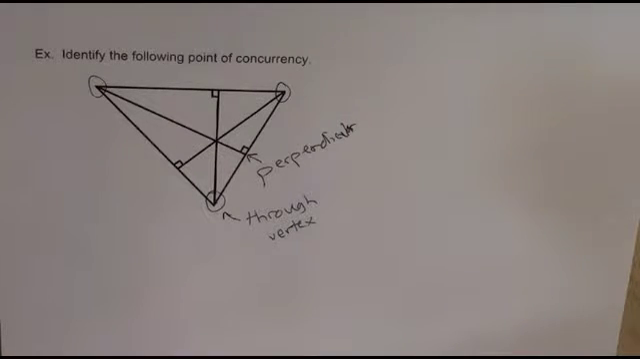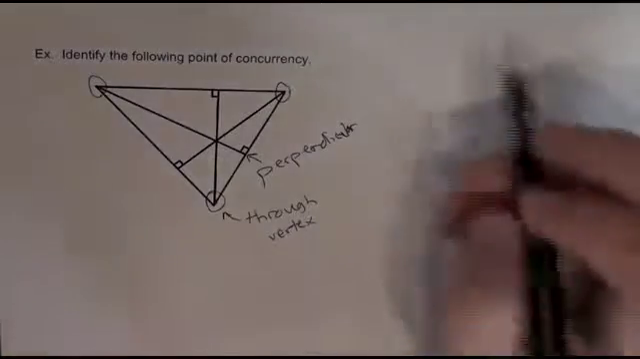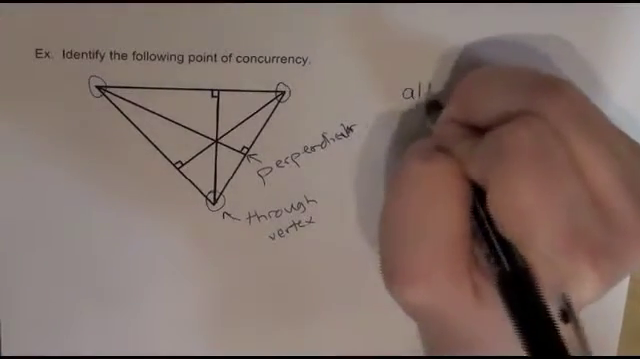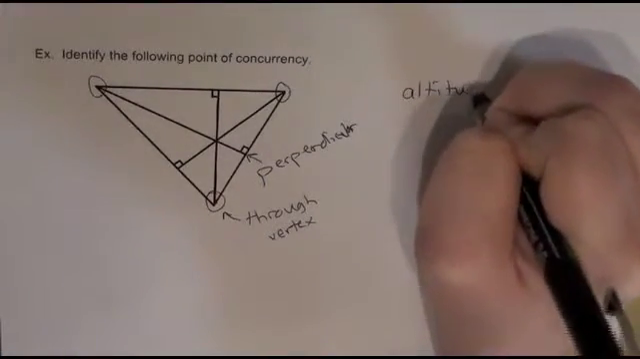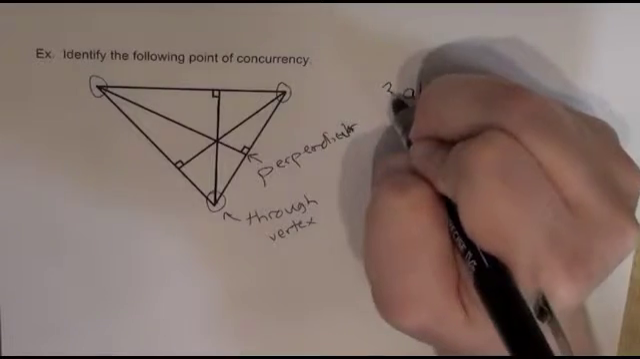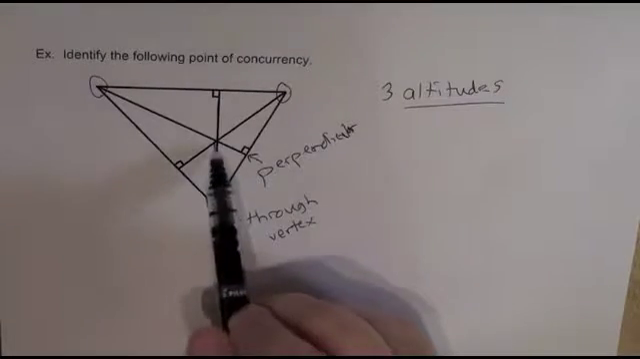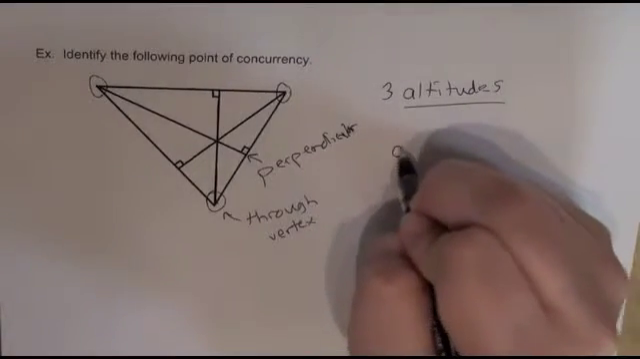Well, if you have a line that is perpendicular and it goes through the vertex, that is called an altitude. So the three lines are called altitudes. So we have 3 altitudes, and the place where the altitudes cross or are concurrent is called the orthocenter.